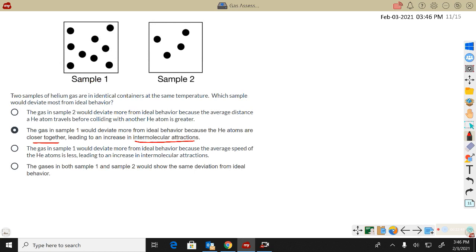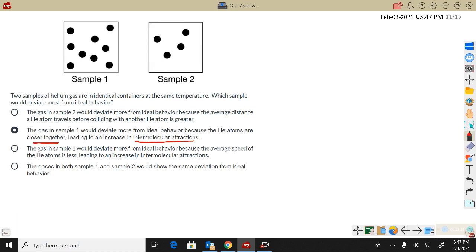Here we had 2 samples of helium in identical containers at the same temperature. Which sample would deviate most from ideal behavior? So ideally, gas particles are not supposed to interact with one another. But if I force them to be close to each other, now those intermolecular forces could become more significant. Now, how do I get gas particles closer to each other? Well, I could put them in a smaller container, which here they're the same container.